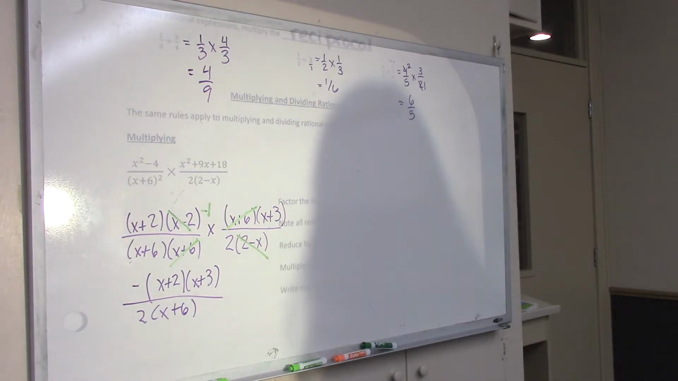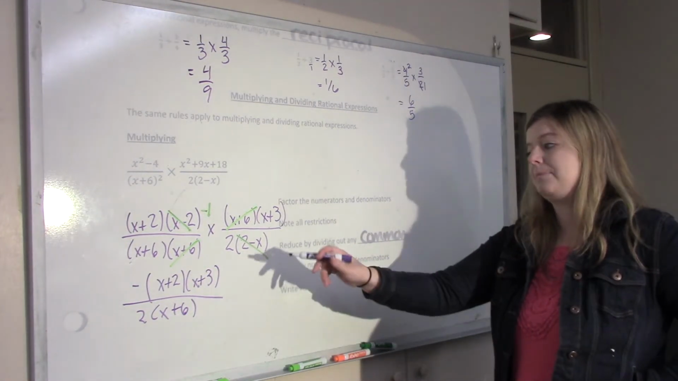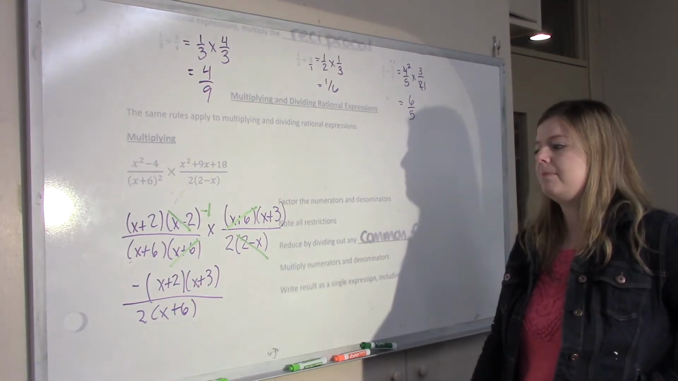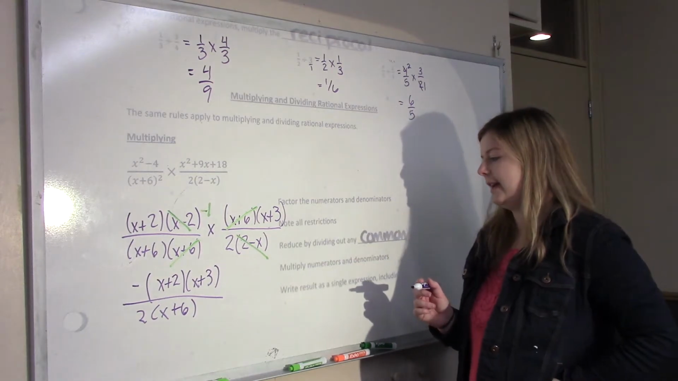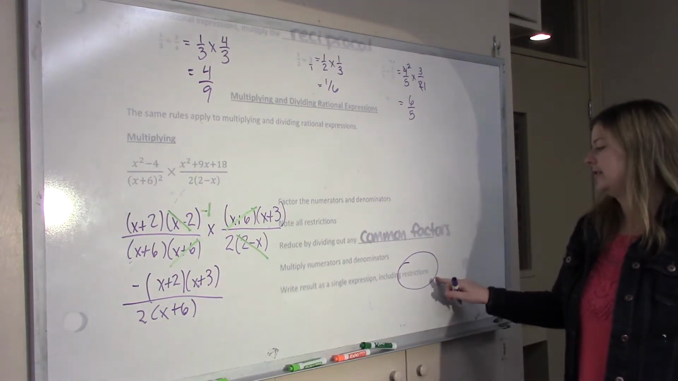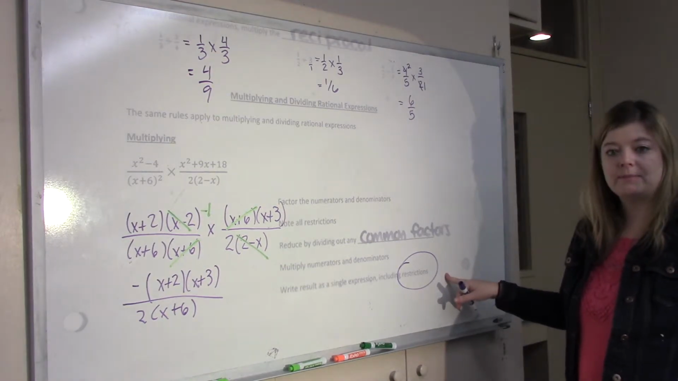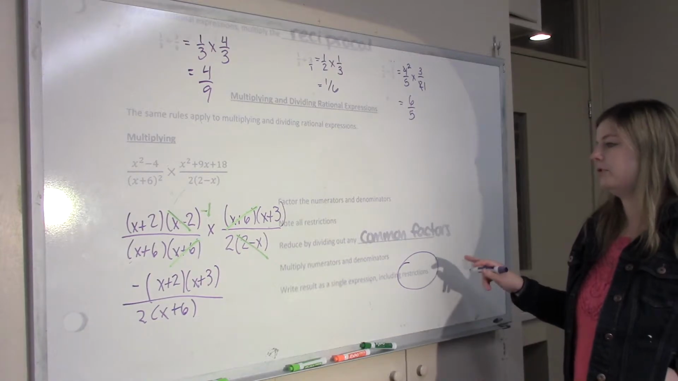Now you could, if you needed to, FOIL this if you wanted, but it's usually fine to just leave it like this unless I say to expand it at the end. So then you have to include restrictions, okay? This is the part that a lot of people forget. So highlight this, star this, whatever you need to do. We need to include restrictions.